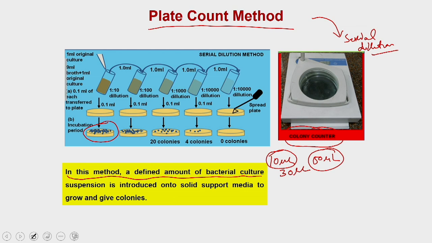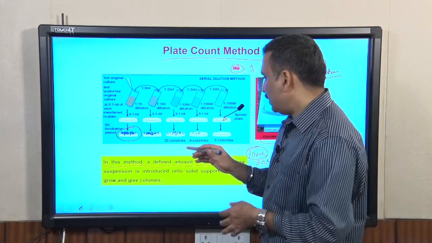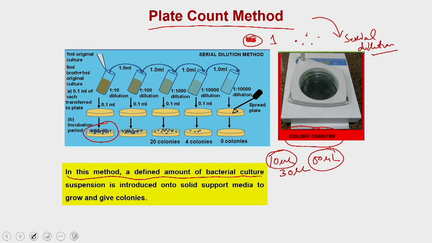Because if it gives too many colonies, it is possible that you have two colonies very nearby, but you will count them as one colony. In other cases, you may only have a couple of colonies, and these may not be statistically significant to give you the real number. So you take a defined amount of bacterial culture and plate it onto a solid support medium, so that the bacteria will grow and give you colonies, as we have discussed here. You take 100 microliter of bacteria, put it onto the plate, and let them grow for about 16 hours, and that will give you individual colonies.